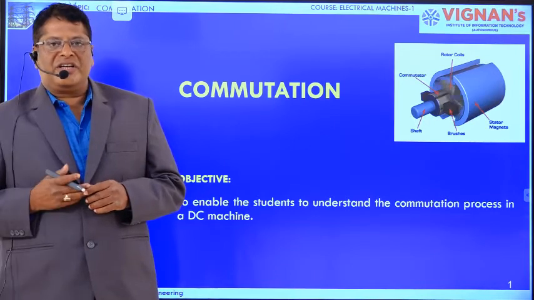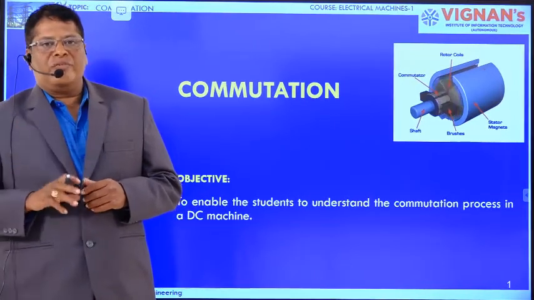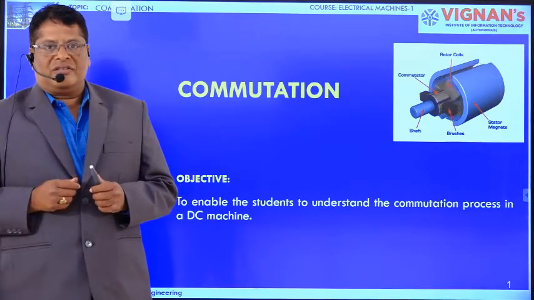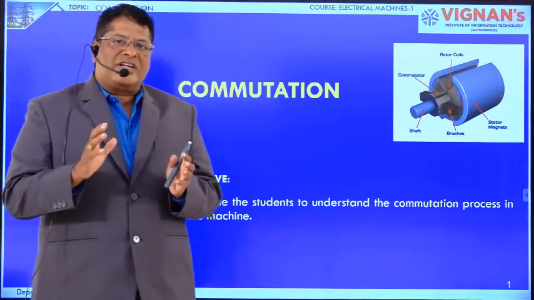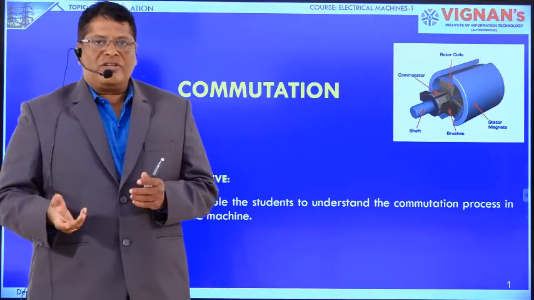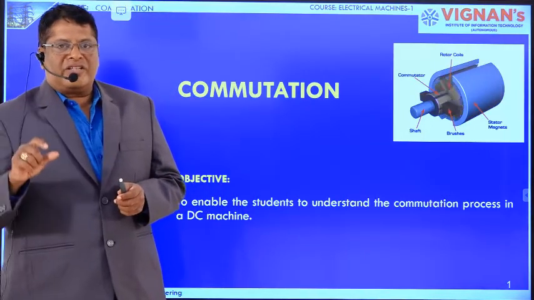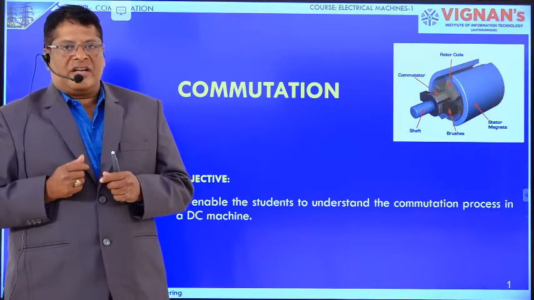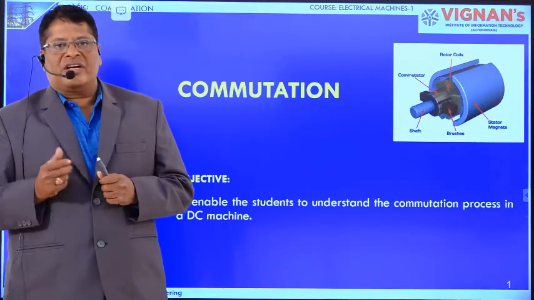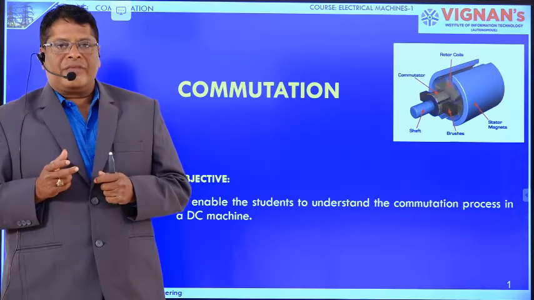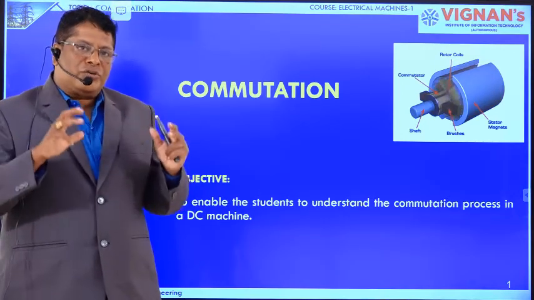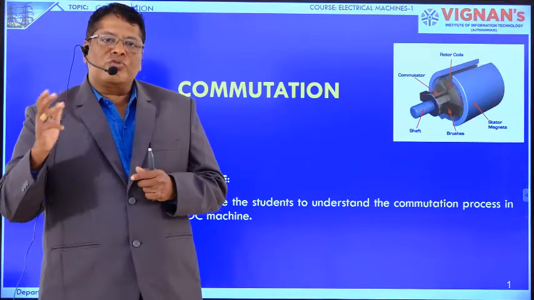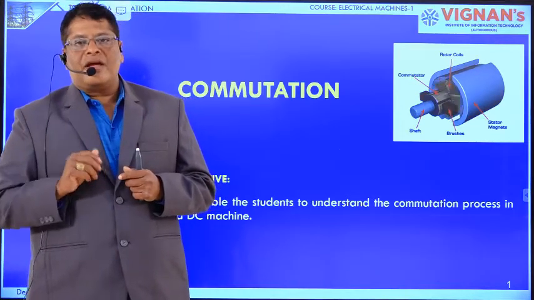In case of a DC generator, whenever we give the mechanical input, the voltage will be induced in the armature, which is sinusoidal in nature. All those armature conductors are connected to the commutator segments. On the commutator segments, the brushes are placed. Across the brushes, the load is connected. So the voltage induced in the armature is a sinusoidal voltage, whereas the voltage going to the load is a DC voltage.